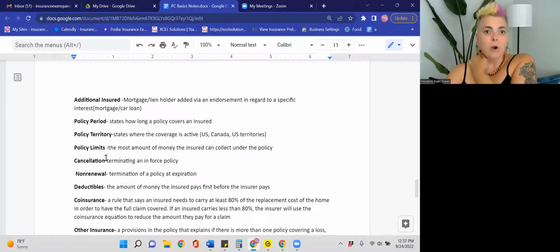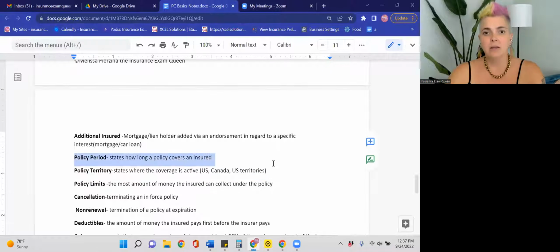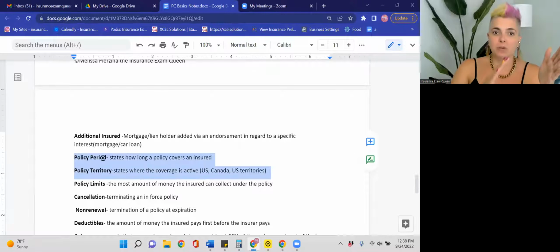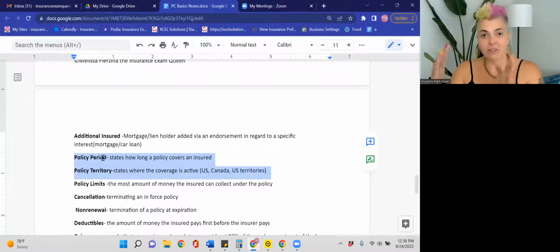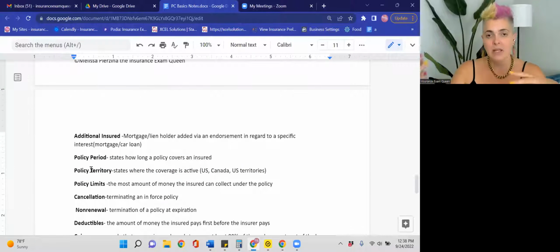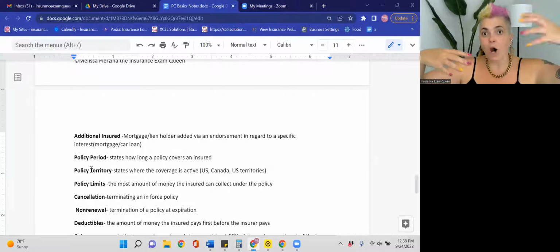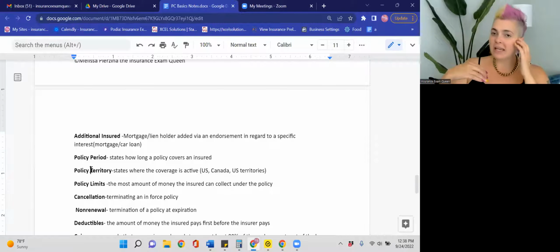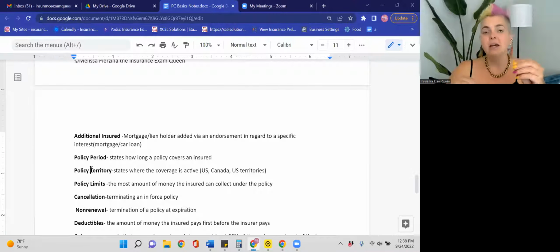So when you buy the policy, on the declaration page will also be the policy period. How long is this policy good for? That's the policy period, which is usually 6 months for car insurance and about a year for homeowners. The policy territory is just where the coverage is available. Generally speaking, it's the United States, Canada, and US territories, like Puerto Rico and Guam. The US owns them, they are ours, but they're not a state. So we just call them US territories. So the United States of America, Canada, and US territories are all places where property coverage exists.